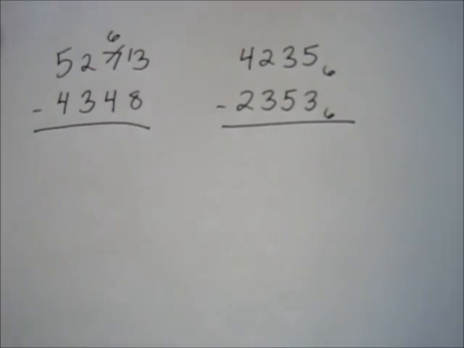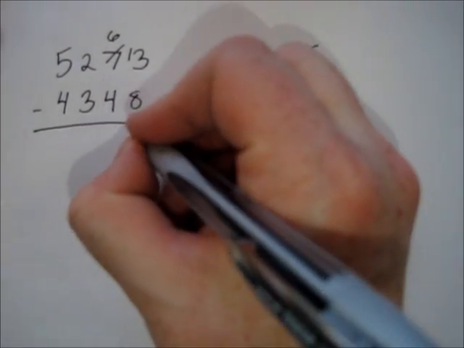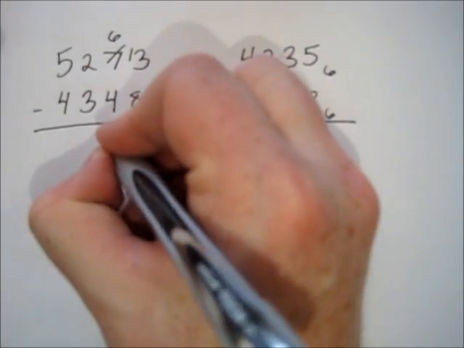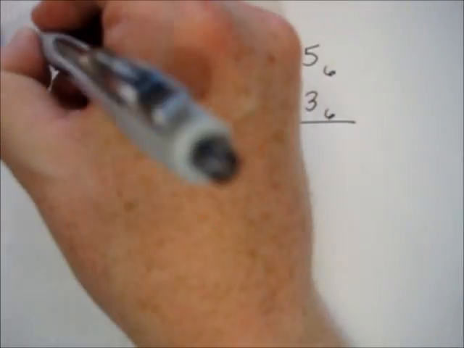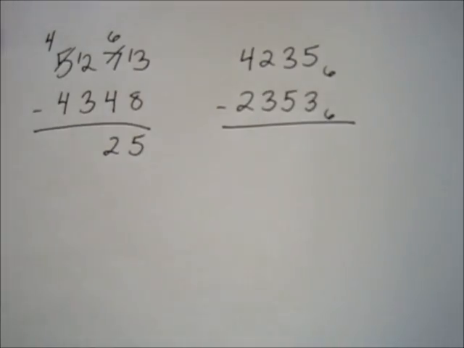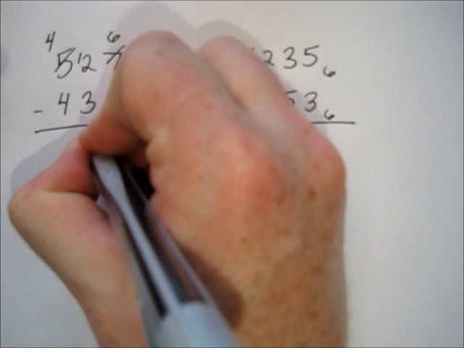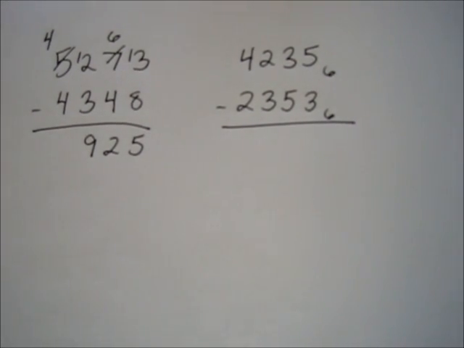it becomes a 6, and now you've got 13. 13 minus 8 is 5, 6 minus 4 is 2. You can't subtract 3 from 2, so we borrow from the 5, it becomes a 4. We borrow 10, so 12 minus 3 becomes 9, and our answer would be 925.